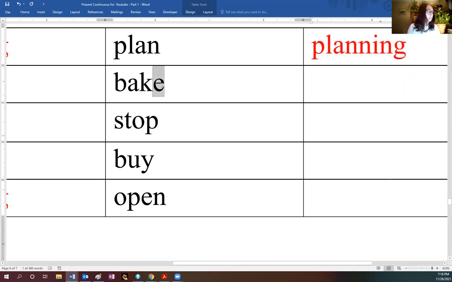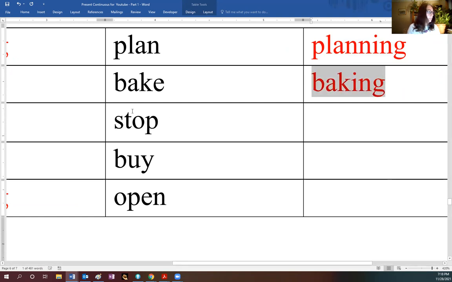Now, bake ends in an E. What do we do when it ends in an E? Drop the E, erase the E, delete the E, and then you add ing. So bake, baking. I am baking a cake. She is baking something in the oven right now.